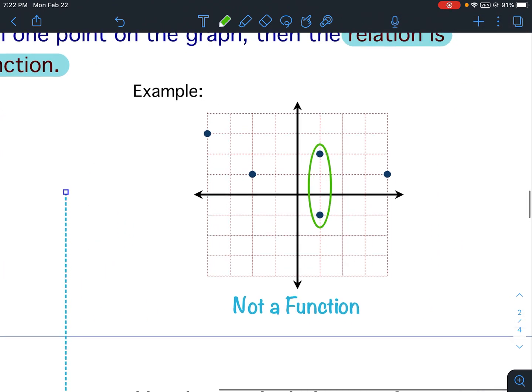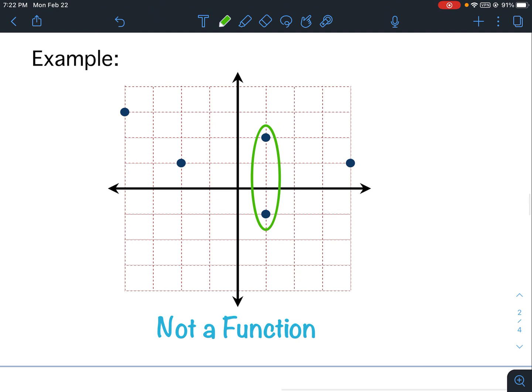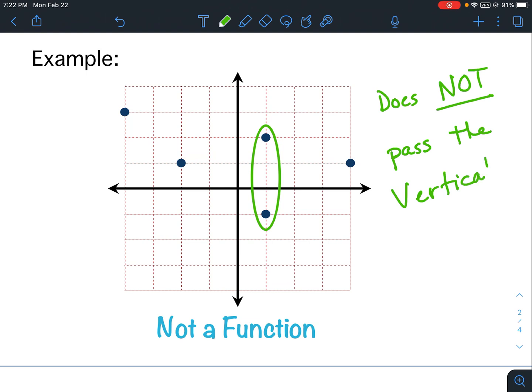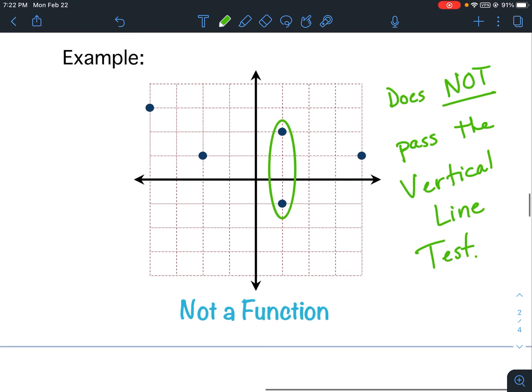And then off to the side, I would like you to write does not pass the vertical line test. Does not pass the vertical line test.